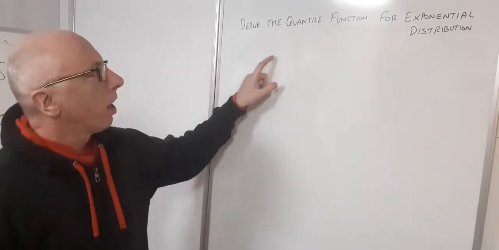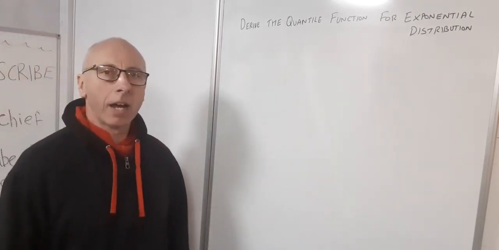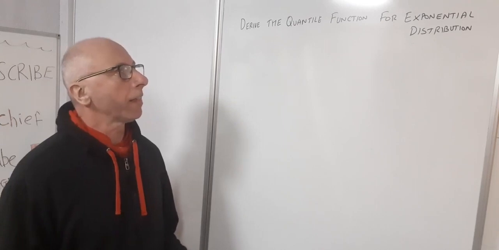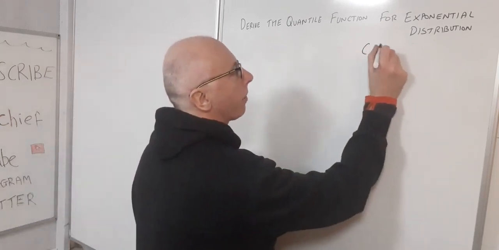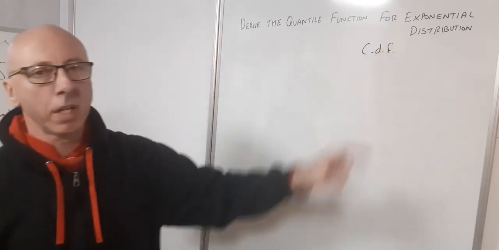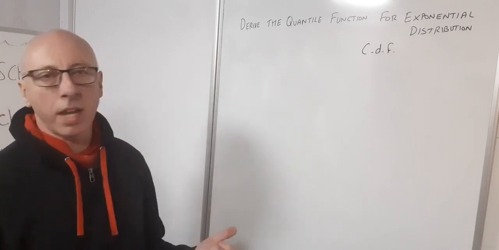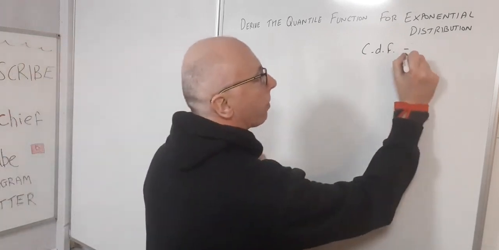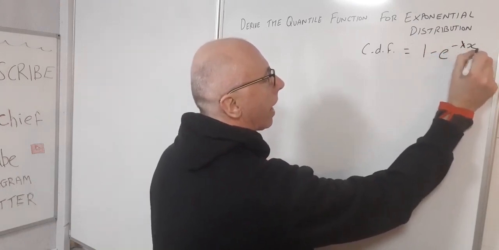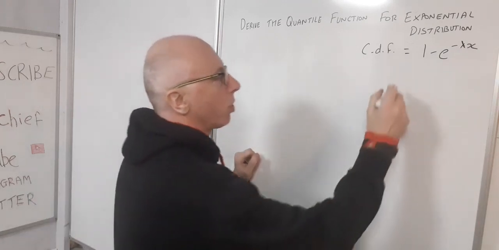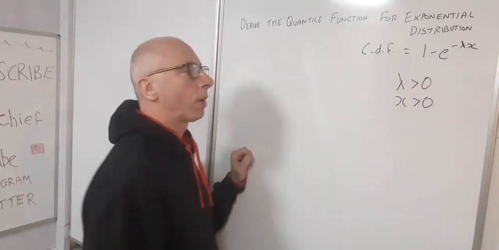So in this video we're going to derive the quantile function for the exponential distribution. Now the first thing you need to calculate that is the cumulative distribution function. So we need the CDF of the exponential distribution. In the previous video we calculated what the CDF was, and it's 1 minus e to the negative lambda x. On that distribution, lambda is greater than 0 and x is also greater than 0.